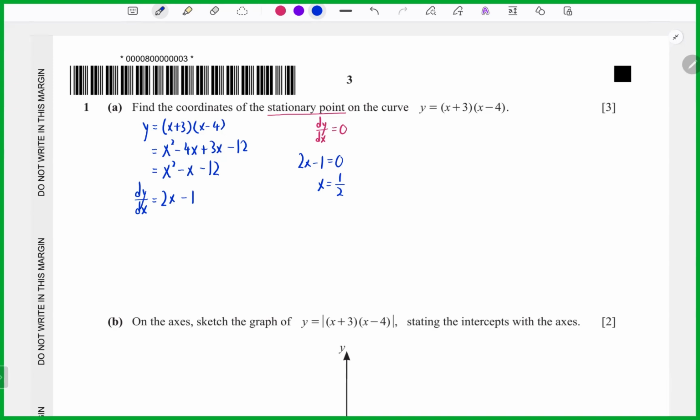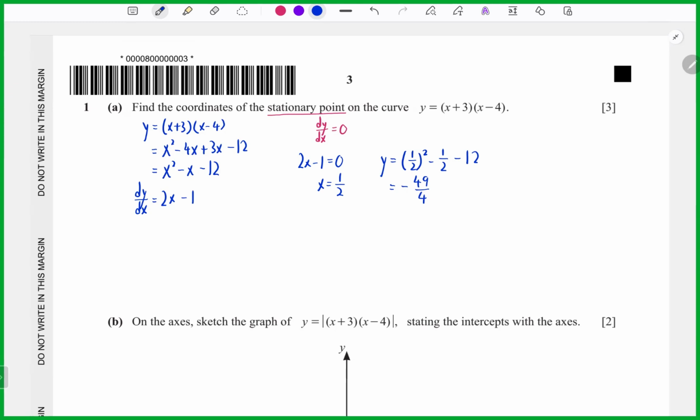So we can try to find the y coordinate. You can take y equals (1 over 2) squared minus 1 over 2 minus 12. Okay, you can use your calculator. So you will get the answer, negative 49 over 4.